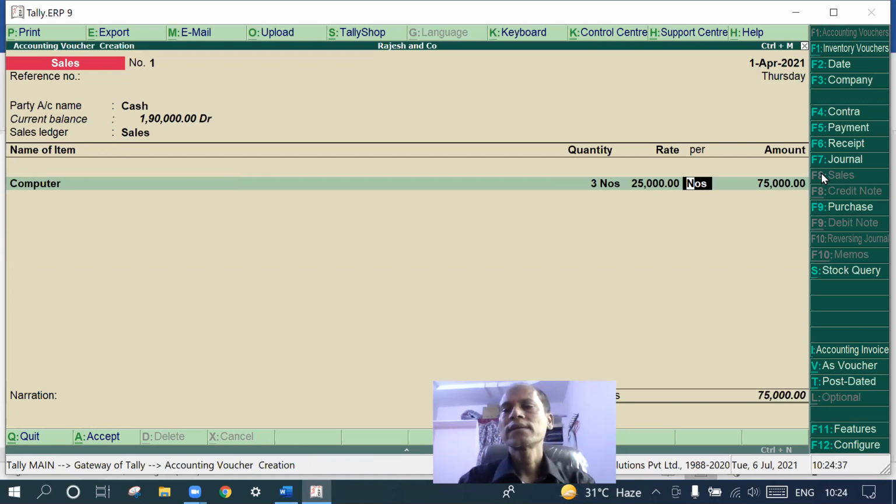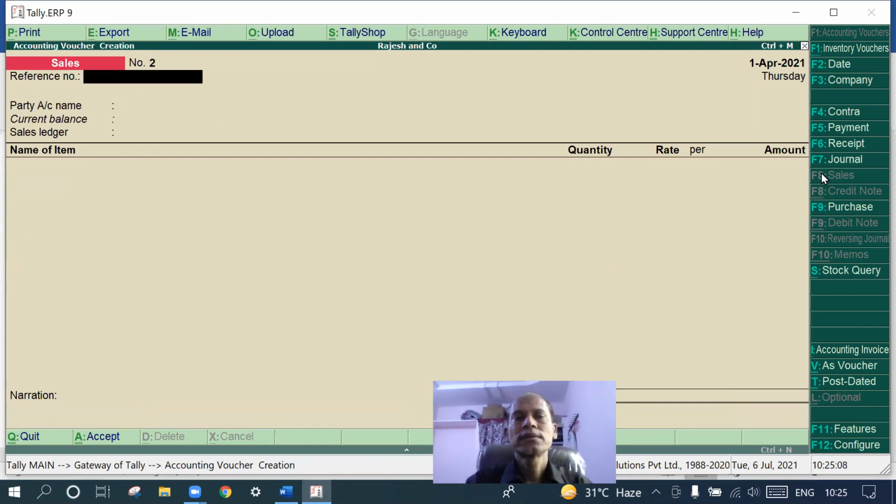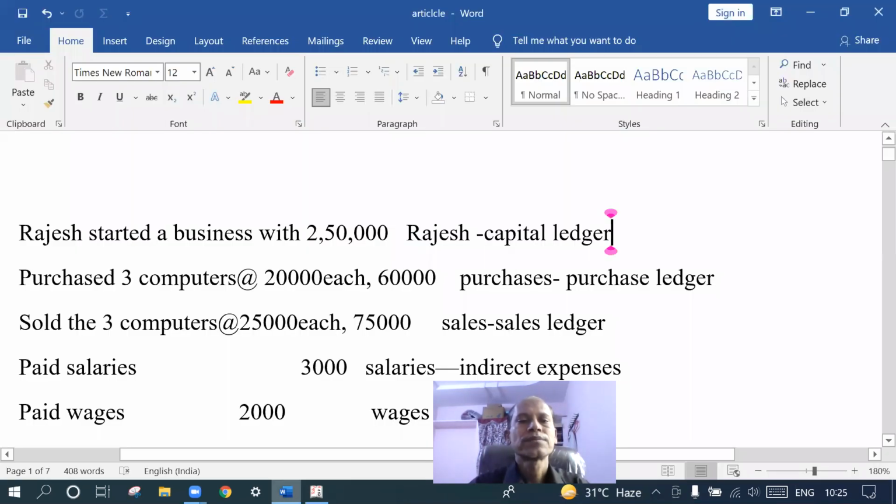Is it okay? Next. Enter. Enter. Enter. So here narration we have to write, being the 3 computers are sold. Computers. For every transaction we have to write the narration. So computers are sold. Enter. Yes.